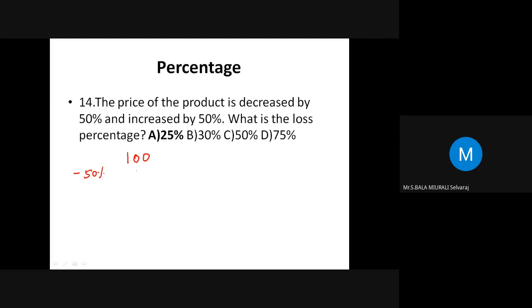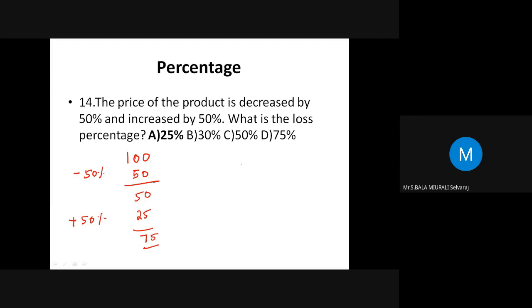Please close your mic if you are not talking. 50, correct? Okay, remaining 50. Then they increase the price by 50%, correct? What is 50% of 50? 25. It will come to 75. The current price is 75 rupees. Now they are asking what is the loss percentage.